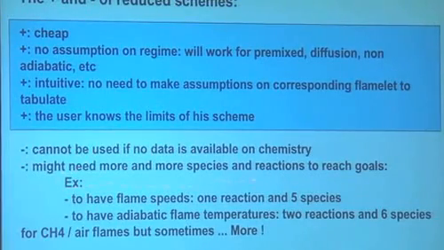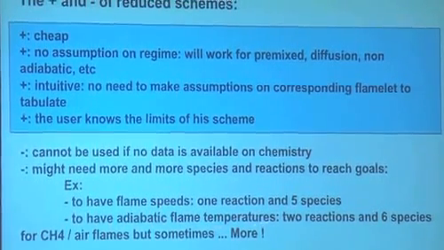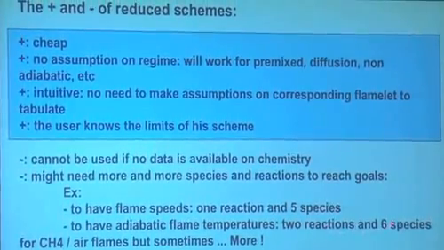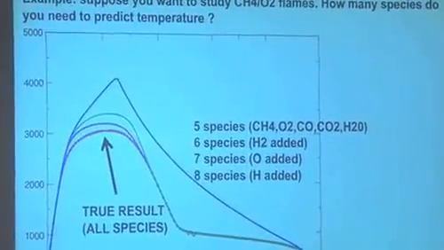And you might need more and more species and reactions to reach the goals you have. That's more interesting. For example, here I've shown you that for the lean case, you can have flame speeds with 1 reaction and 5 species. But if you want to have adiabatic flame temperatures correctly, you need 2 reactions and 6 species. And if the number of reactions increases, at some point you might have a problem. So let me show you, for example, the case of CH4-O2 flames. With CH4-O2 flames, you don't have nitrogen anymore.